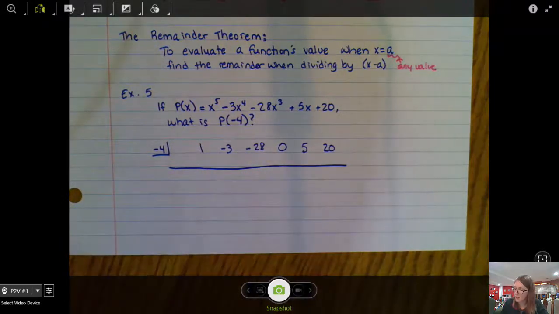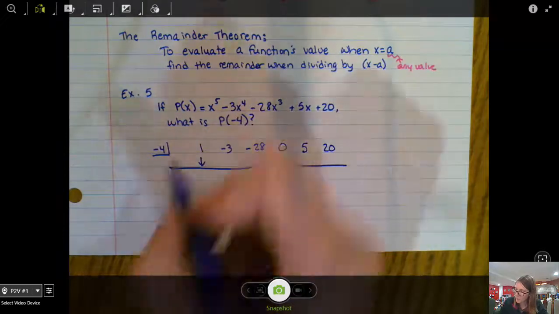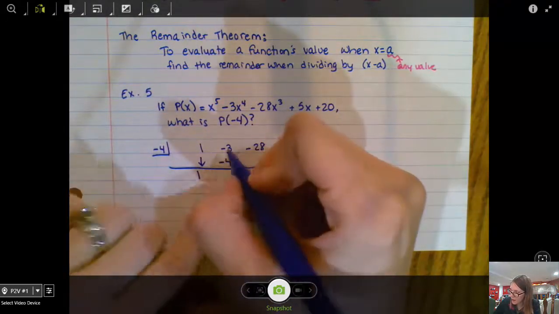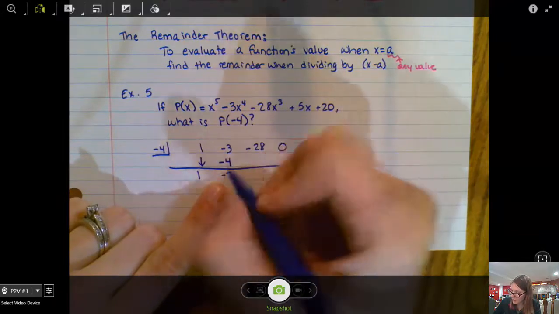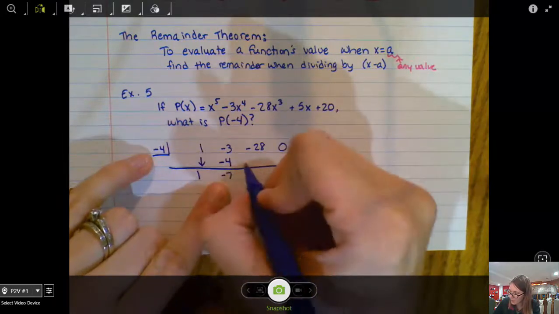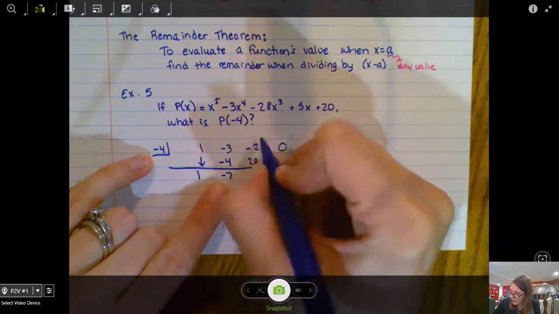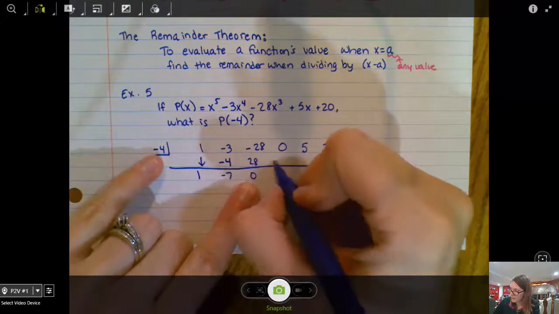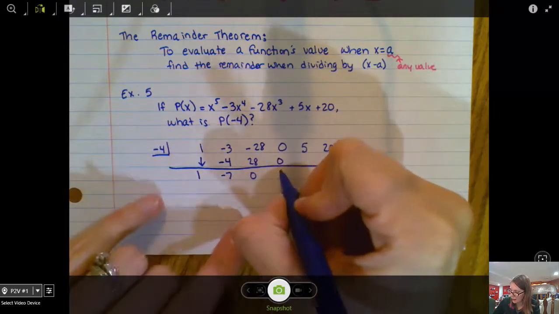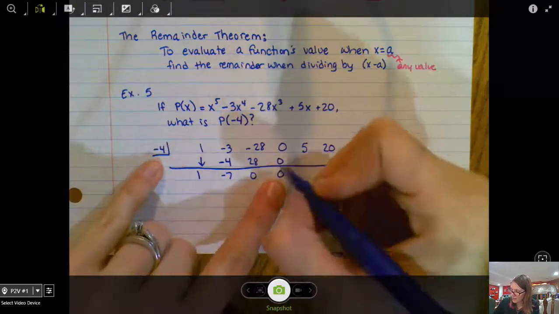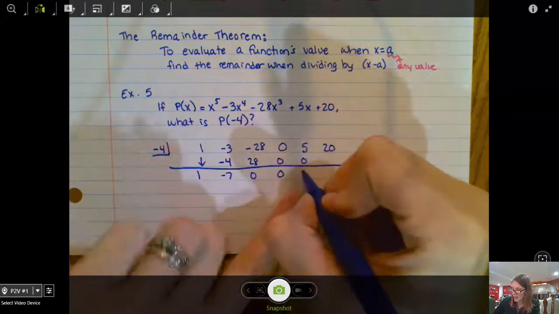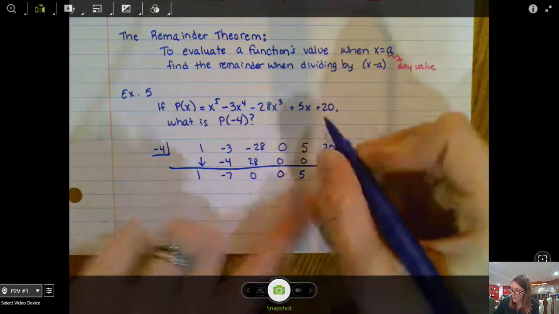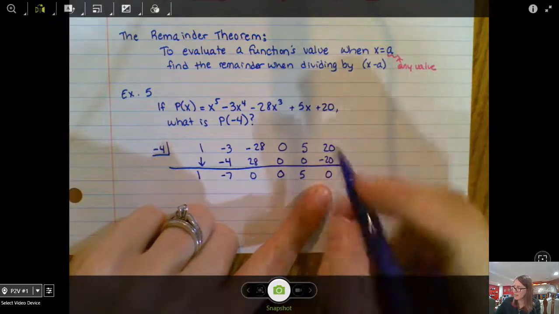Then we do our synthetic division. So bring down our first number. 1 times negative 4 is negative 4. Add down, we get negative 7. Negative 7 times negative 4 is positive 28. Add straight down, we get 0. 0 times negative 4 is 0. Add down. 0 times negative 4 is 0. Add down. 5 times negative 4 is negative 20. Add down, and we get 0.